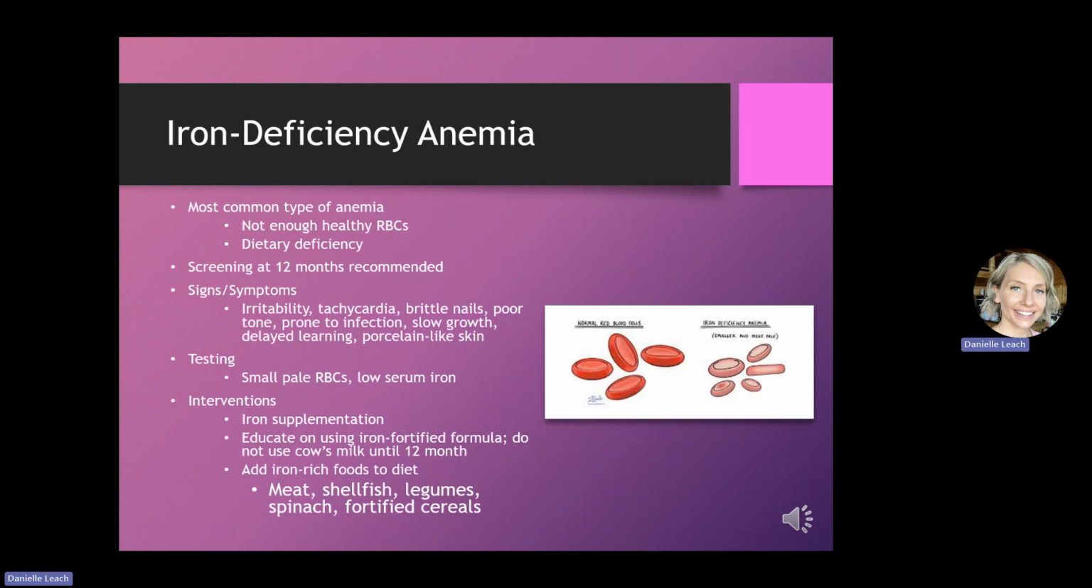We also want to educate on using iron fortified formula or breast milk and to not use cow's milk until at least 12 months of age. If the baby or toddler is eating solid food, we can recommend foods that are high in iron. So things like meat, shellfish, legumes like beans and lentils. There's fortified cereals and dark green or leafy vegetables such as spinach.